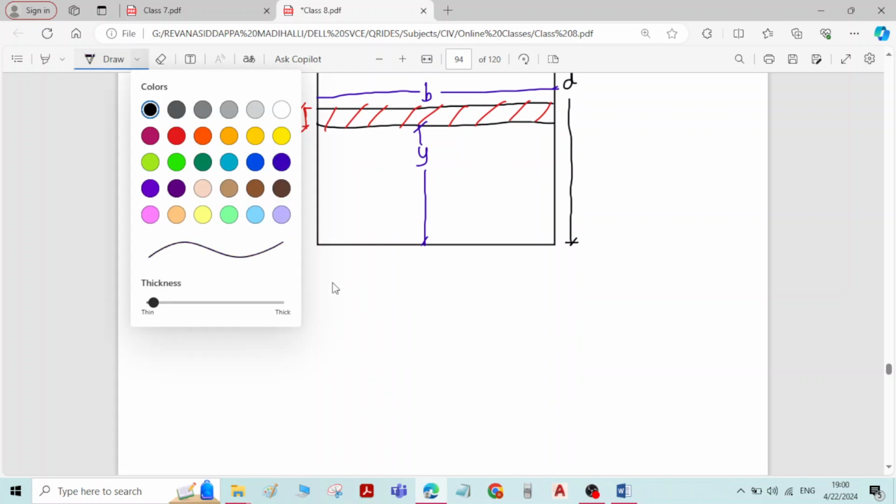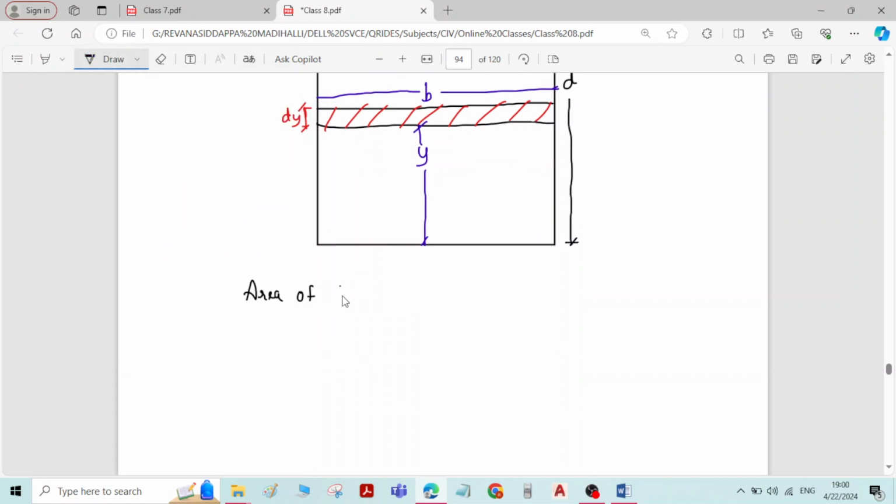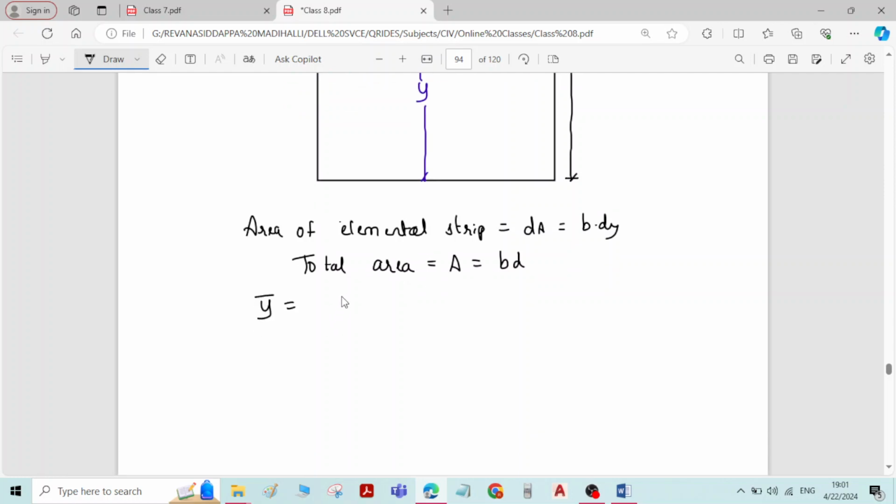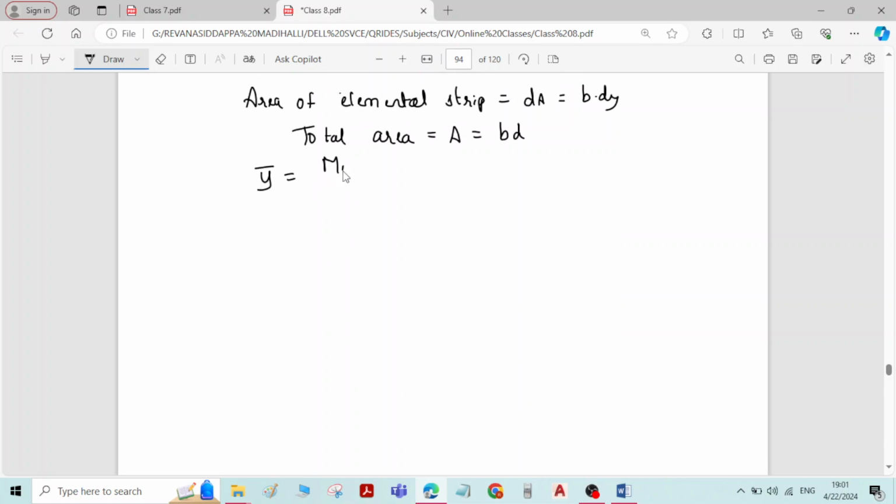Therefore, the area of the elemental strip is equal to b into dy. It has width b and thickness dy. Let me call it dA. dA is equal to b into dy, and the total area of the rectangle, we know, is the width of the rectangle multiplied by the depth of the rectangle. Now we are formulating the equation for y bar. The generalized formula for y bar, we know, is the moment of area divided by the total area.